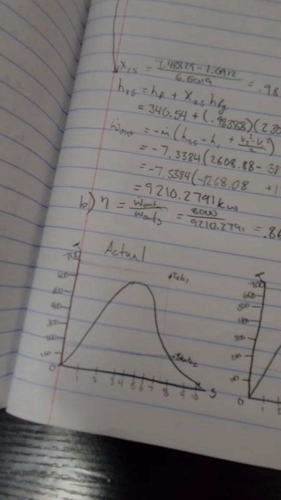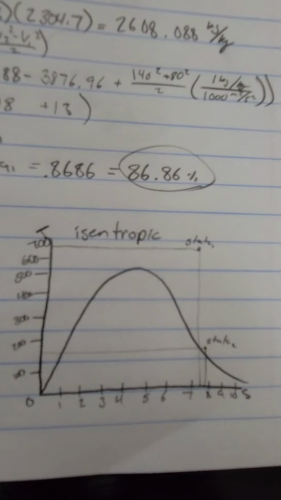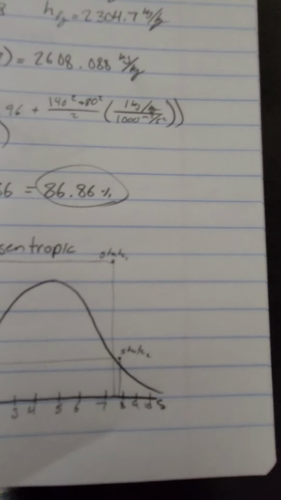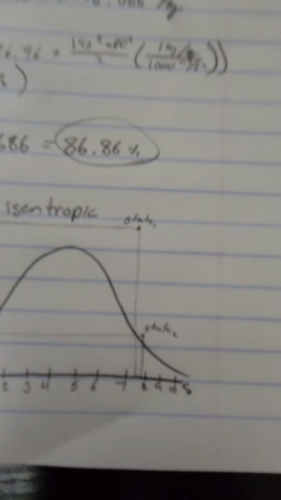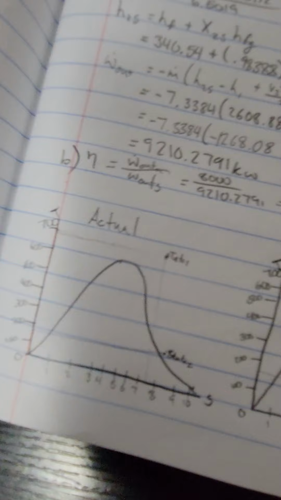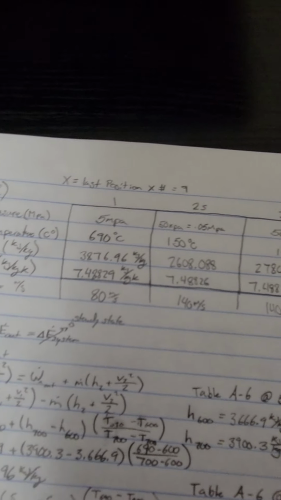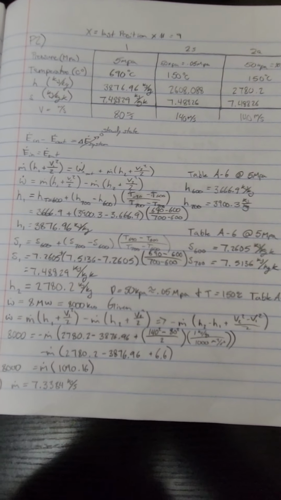Later on, I drew the actual TS diagrams and the isentropic diagrams. Here we have our state 1 at the top right and state 2 in the bottom right. Same thing over here, and these are just based off the quality values shown up here. And then those are all solved within the work itself.